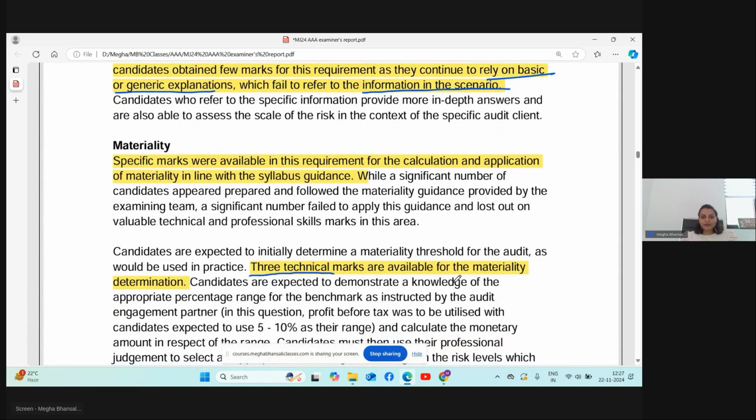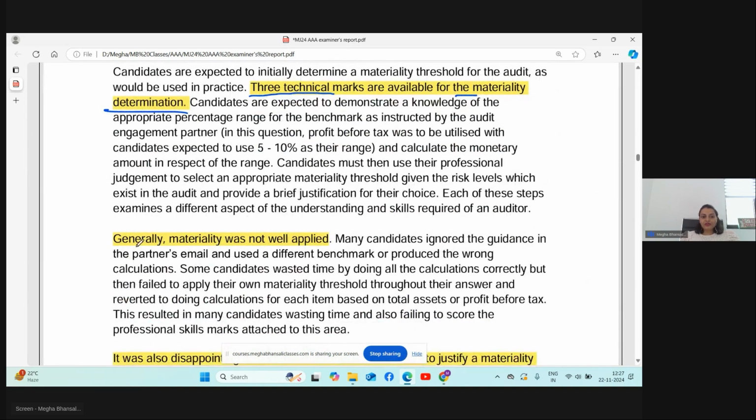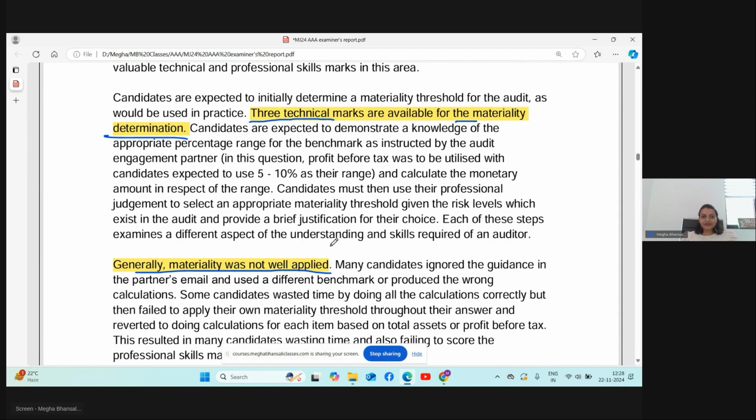3 technical marks are available for materiality determination. So, guys, please do not lose these marks. These are cakewalk marks. 3 marks you should be able to get here. Then it says generally materiality was not well applied. Also, if you look at this question, they have very specifically said that you need to use profit as your base to calculate materiality. So, please stick to that.